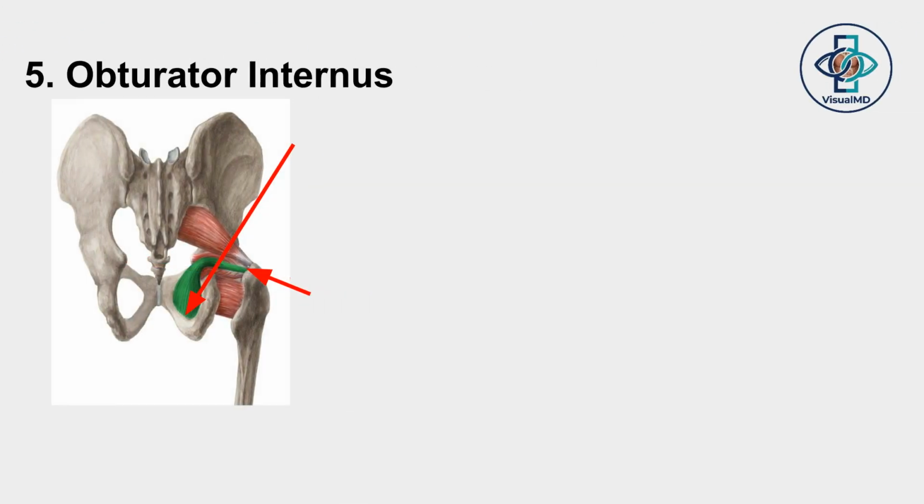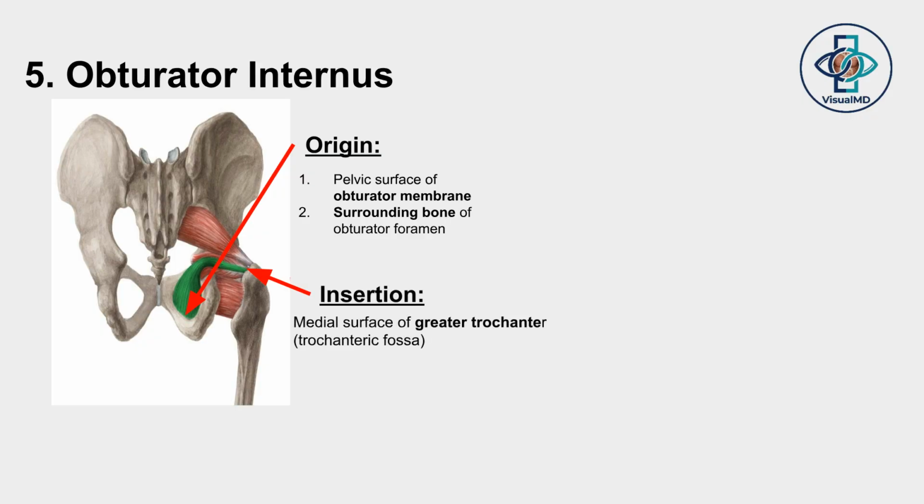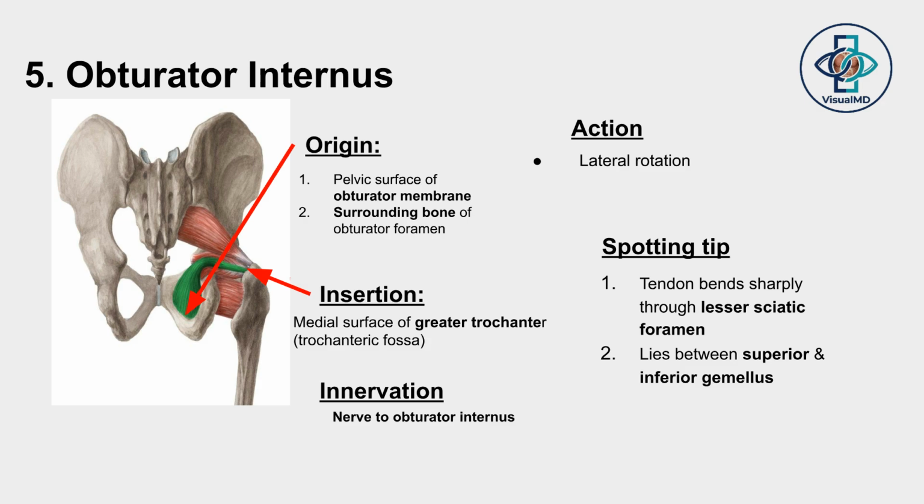Obturator internus. Obturator internus originates from the pelvic surface of the obturator membrane and the surrounding bone of the obturator foramen. It inserts on the medial surface of the greater trochanter and performs lateral rotation. It is innervated by the nerve to the obturator internus. A spotting tip is that its tendon bends sharply through the lesser sciatic foramen, and it lies between the superior and inferior gemellus.